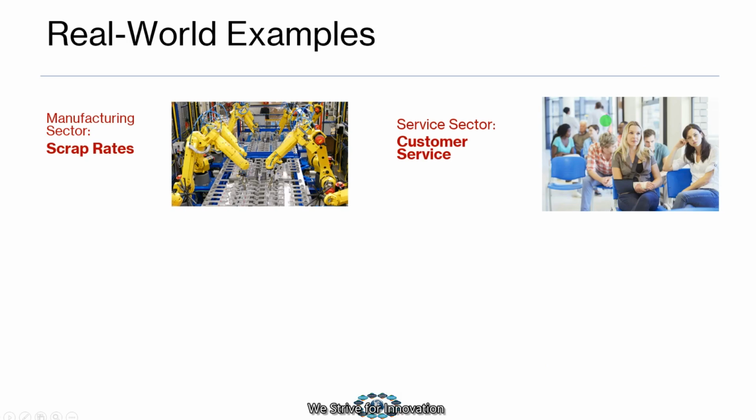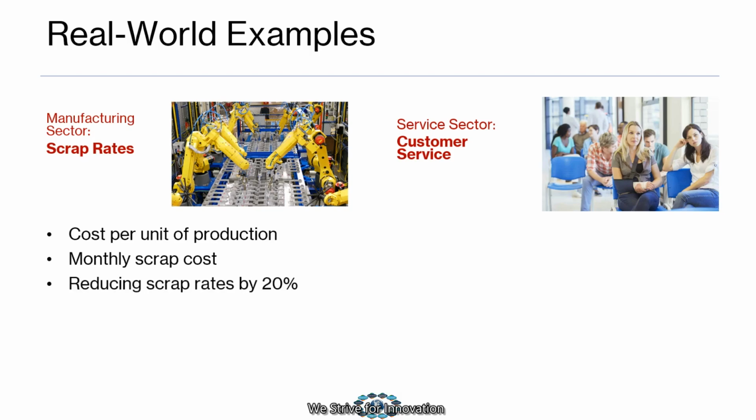And now we move to a real-world problem. Let's go first for the manufacturing sector. Here, the story will be a manufacturing company implemented a DMAIC project to reduce scrap rate. So financial metrics such as cost per unit of production were used. The monthly scrap costs were tracked, and the intention is to reduce scrap rate by 20%.